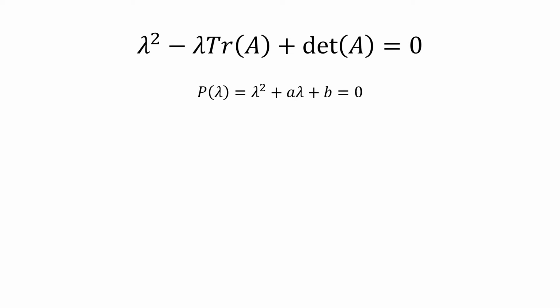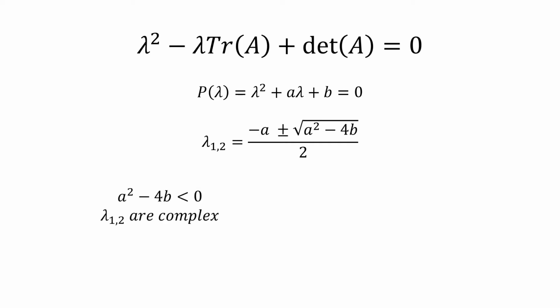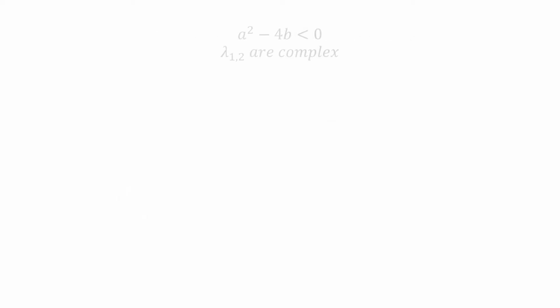Now, attempting to solve this using the quadratic formula leads us to two cases for real and imaginary roots, i.e. lambda 1, 2 is equal to minus a plus or minus the square root of a squared minus 4b, all over 2. When a squared minus 4b is less than 0, this gives us complex roots, and a squared minus 4b greater than 0 gives us real roots, where the roots are the eigenvalues. We shall consider the case where the roots are complex first.